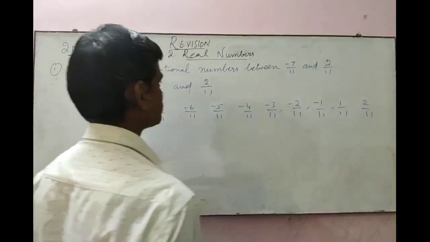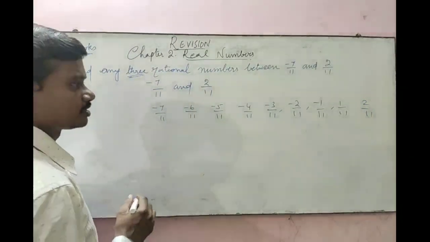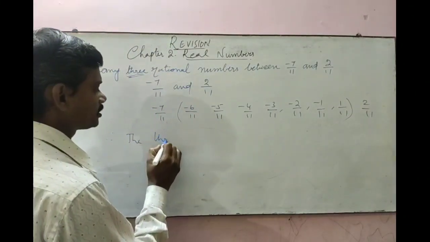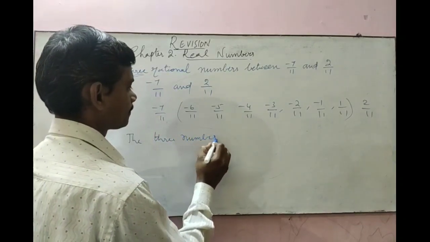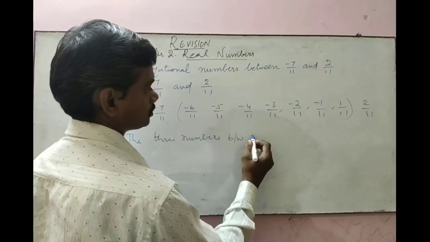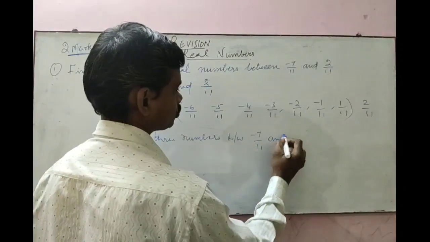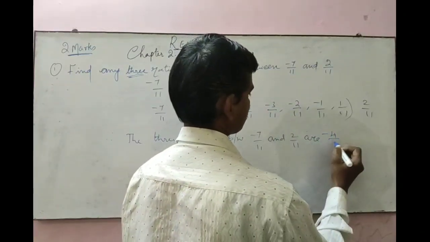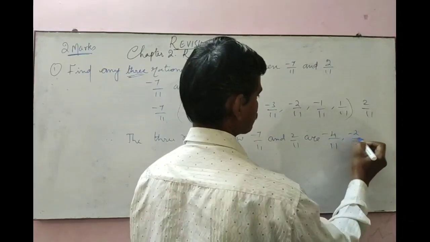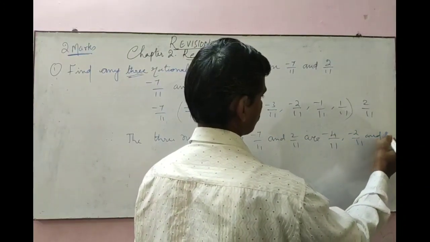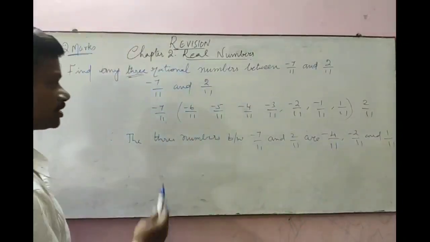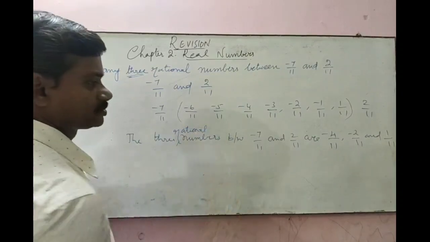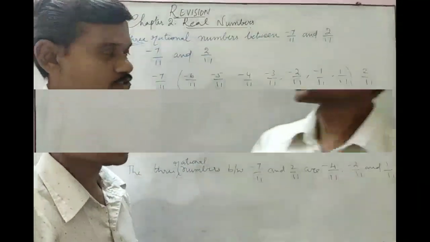Like that you can write so many numbers, but they ask you to write only 3 numbers. Between these you can write any 3 numbers. So the 3 numbers between minus 7 by 11 and 2 by 11 are, you can select any 3 numbers. Here I am going to select minus 4 by 11, minus 2 by 11 and 1 by 11. So these are the 3 rational numbers between minus 7 by 11 and 2 by 11.